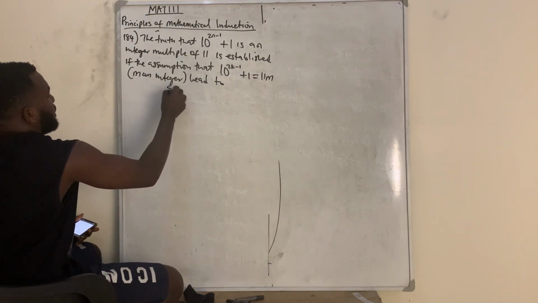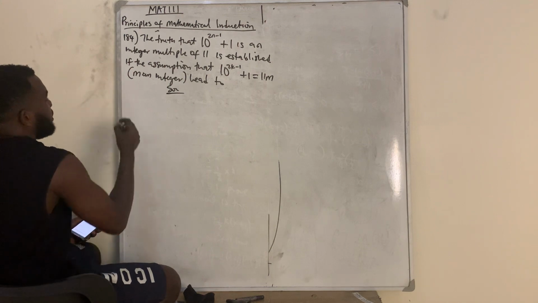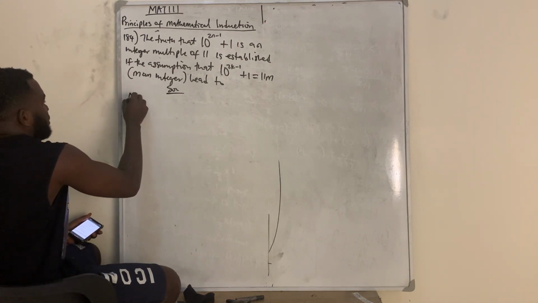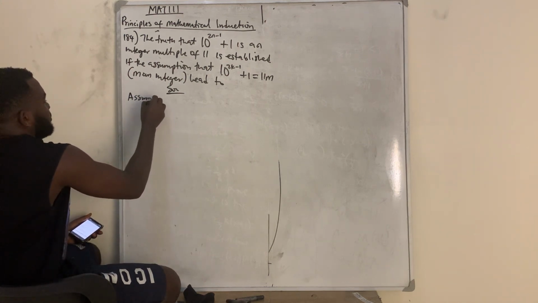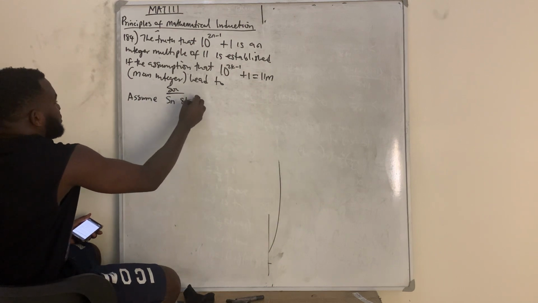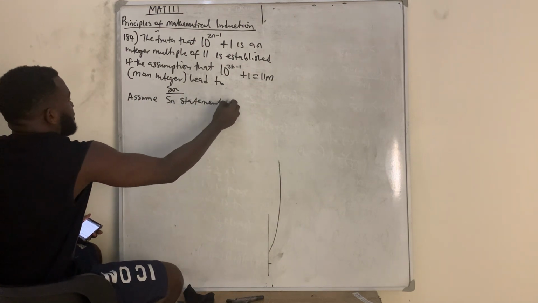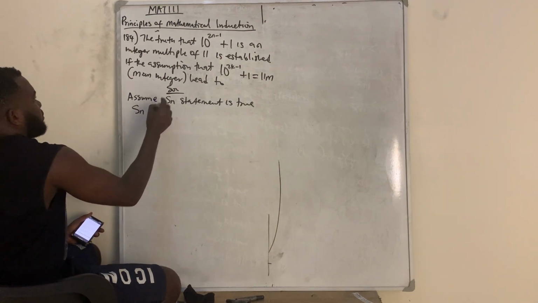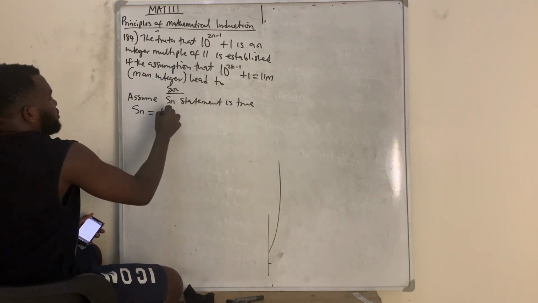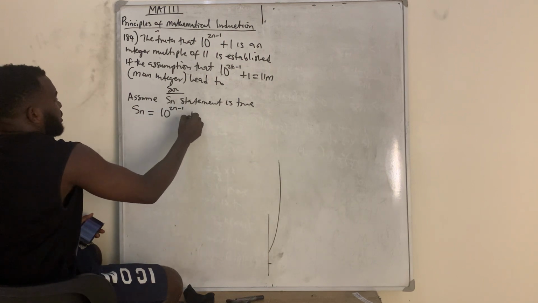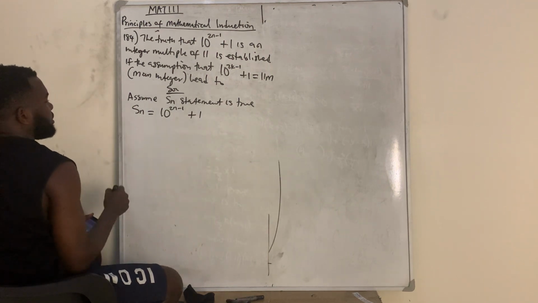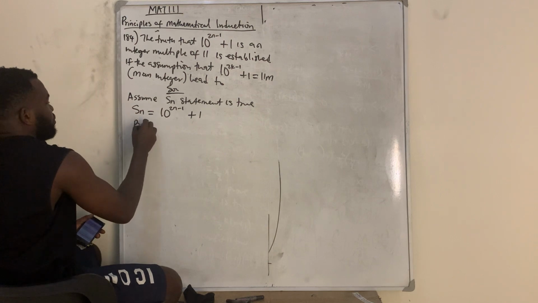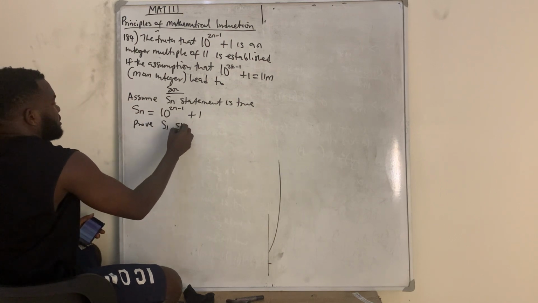So solution, let me show you how to get it. It's very, very simple. The first method is to assume again. You assume that the S(n) statement is true. So S(n) is equal to, just repeat the same thing, 10 raised to power 2n minus 1 then plus 1. So the next thing to do is to prove that the S(1) statement is true.